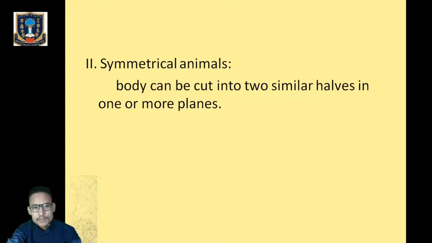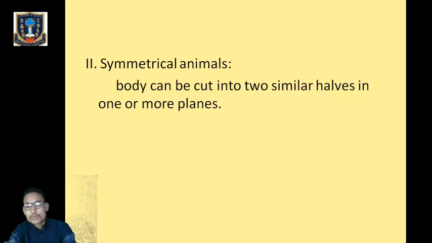Symmetrical animal means the body can be divided into two similar halves. When we are cutting the body along the main axis, symmetrical animals can be divided into two similar halves with equal body parts, when we cut it from one or more planes.